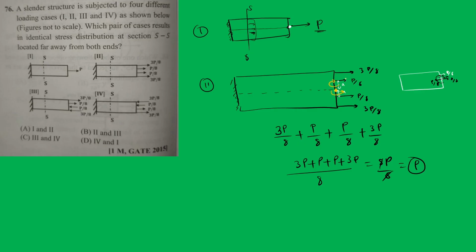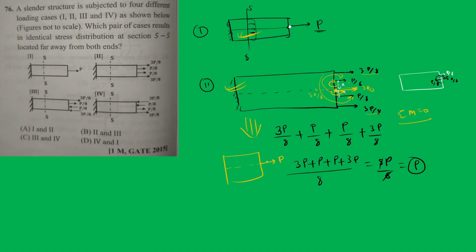Similarly, if I have 3P by 8 here and 3P by 8 there, again this will generate a moment in the clockwise direction, and the other will generate a moment in the anti-clockwise direction. So finally the summation of moments will be 0, meaning all the moments get cancelled out. So we can say that this figure is actually identical to this figure. If we bring all those loads, the 3P by 8, 3P by 8, P by 8 and P by 8, to the center, then we can definitely make it equivalent like this.